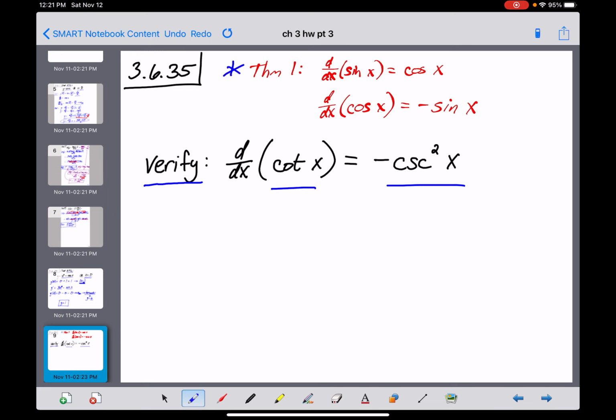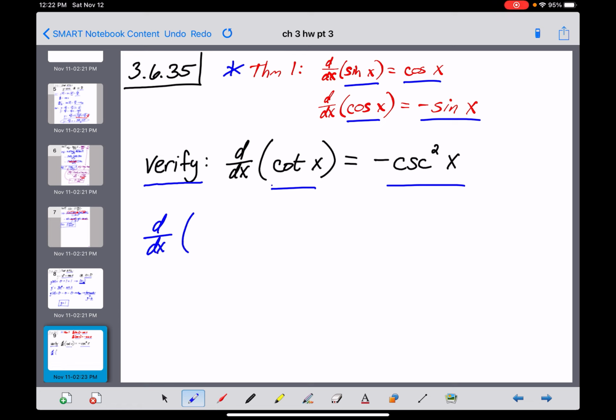And then I said, oh yeah, this is just where they teach you in the book the 2 basic trig derivatives, that the derivative of sine of x is cosine of x, and that the derivative of cosine of x is the opposite of sine of x. So we can use those 2 pieces of information in order to try to prove the derivative we're trying to verify here.